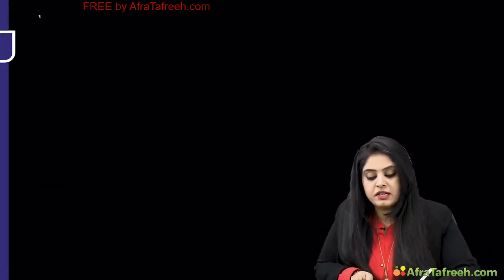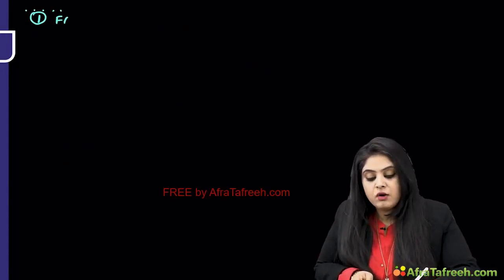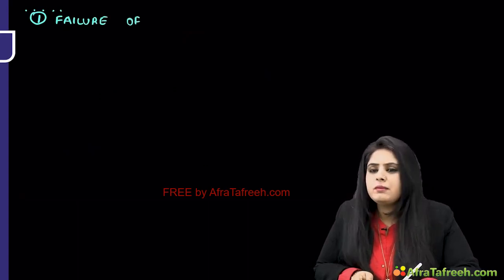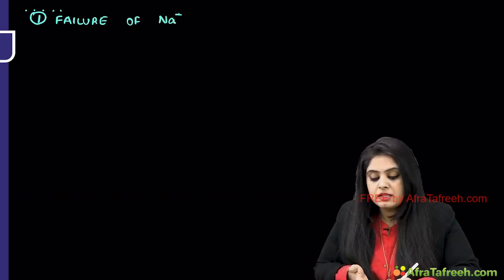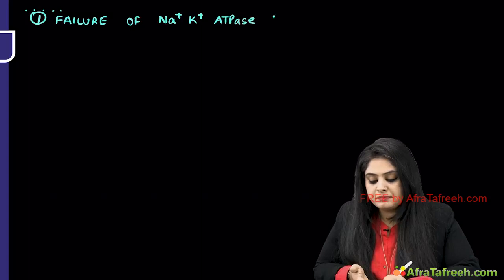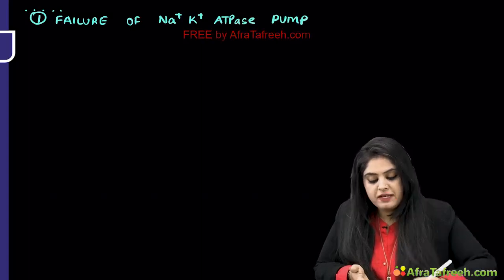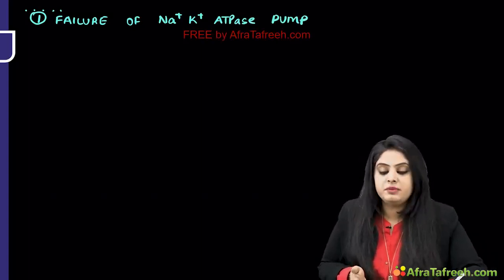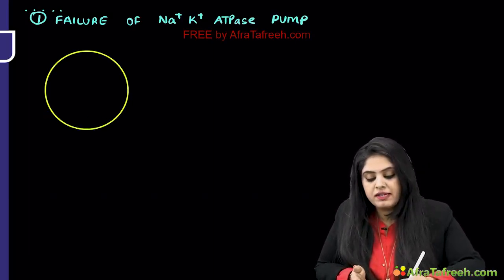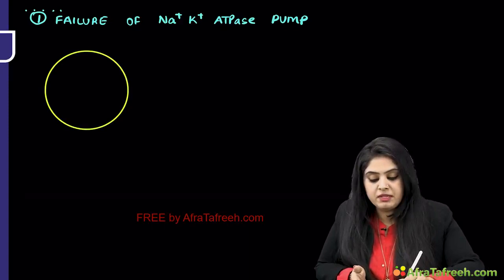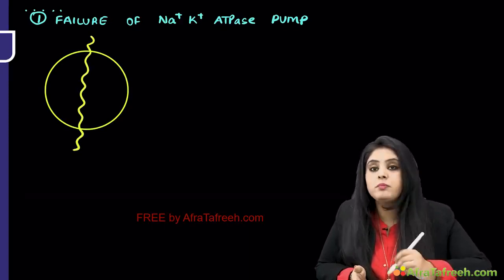Let's continue with what has happened in the first part, and that is failure of a pump. Please remember, do you know any pump which needs ATP and now I don't have ATP? So what is that pump? The sodium potassium ATPase pump. So there is a failure of the sodium potassium ATPase pump. So what am I going to do? I'm actually first going to draw a pump. Let all of us draw a normal pump. Let me divide this cell into two parts.